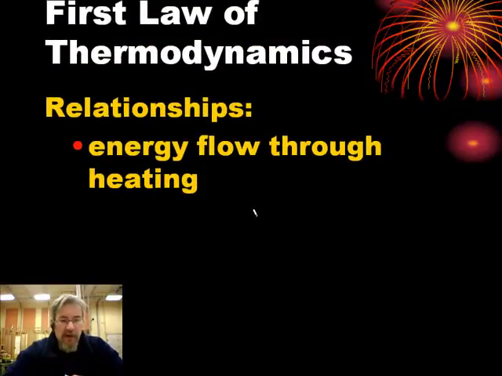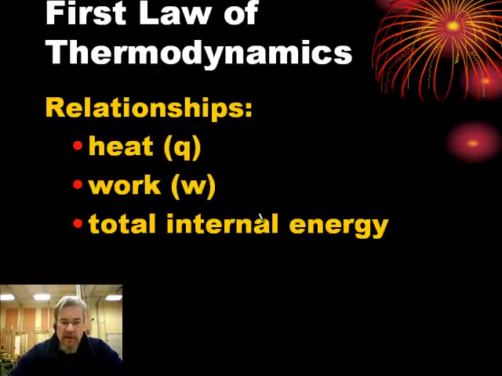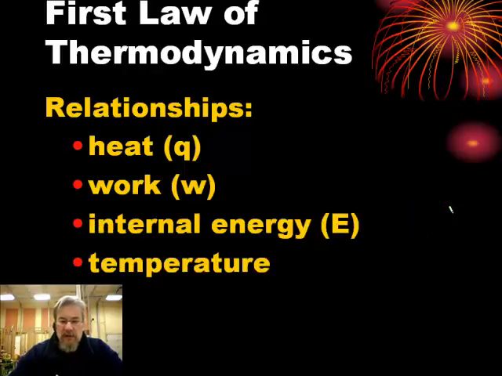What we're interested in doing here is exploring the relationships between several different quantities. One of them is energy flow through heating, or what we call heat. We abbreviate that with Q. In addition to heat, we're also interested in exploring how it's related to energy flow through working, or what we have called work. A third quantity that's interesting to us is the total internal energy. Some people call this U. I think I'm going to call this E most of the time in this class. And then the temperature, which of course is T.